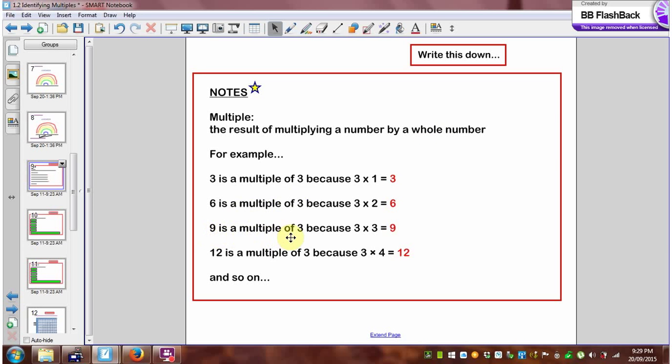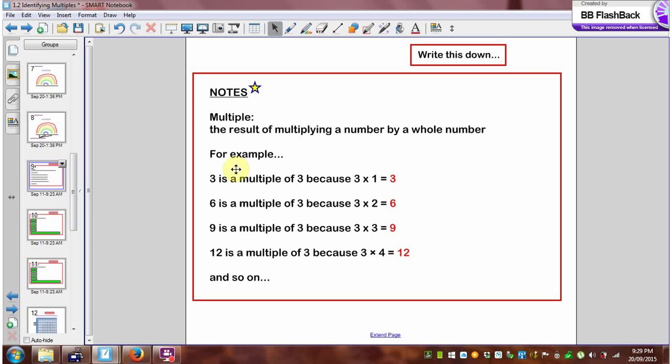9 is a multiple of 3 because 3 times 3 equals 9, and we'll do one more. 12 is a multiple of 3 because 3 times 4 gives us 12. So these are our multiples here in the red, and they're all multiples of 3. So you can see a pattern here.